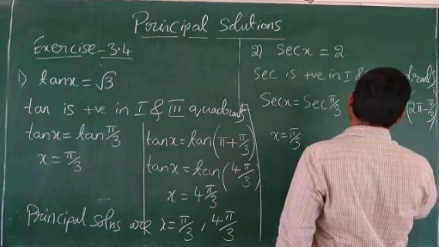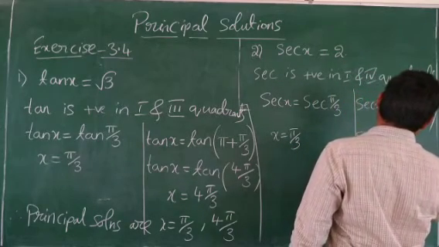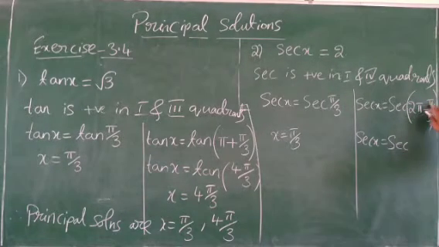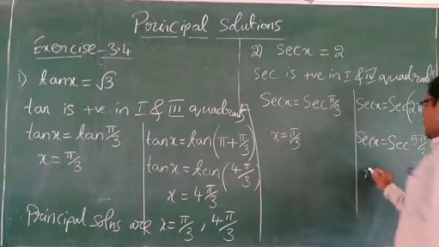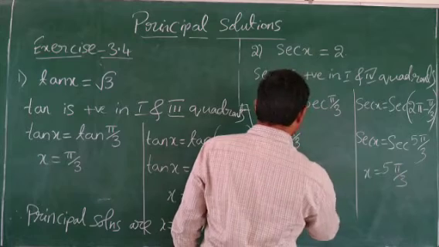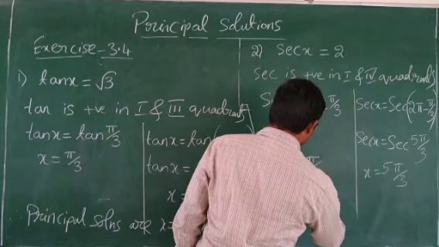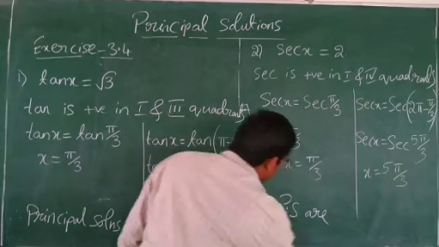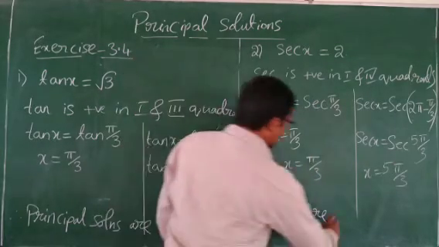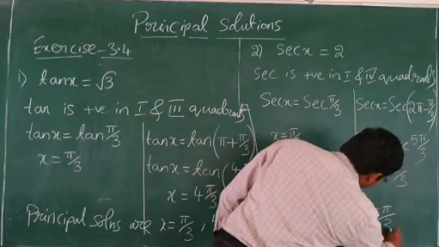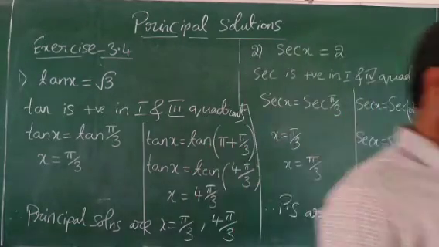From here secant x is equal to secant of, this is 2 into 3, 6 pi minus pi, 5 pi by 3. So x is equal to 5 pi by 3. From here x is equal to pi by 3. Therefore the principal solutions are pi by 3, 5 pi by 3.